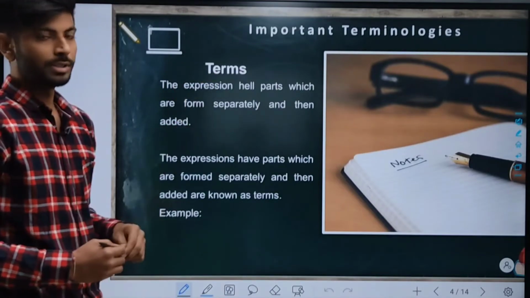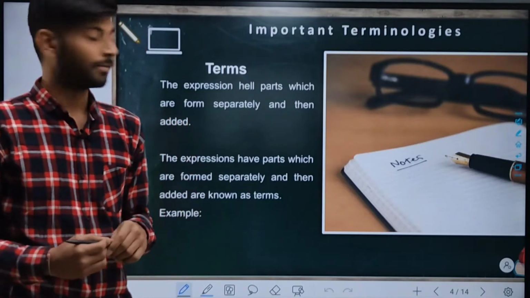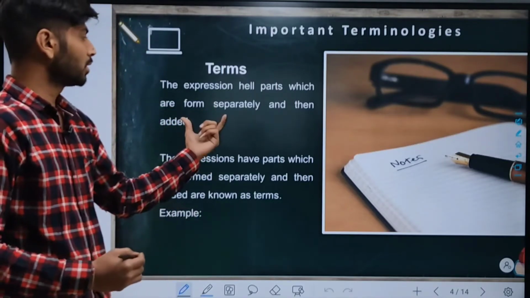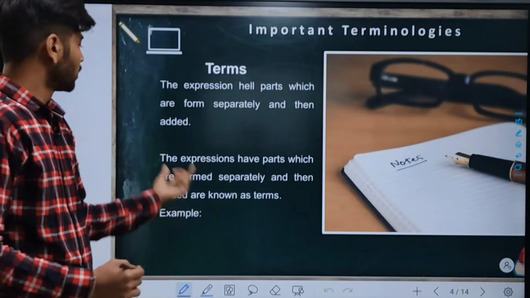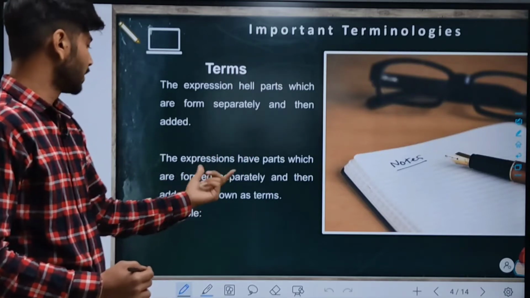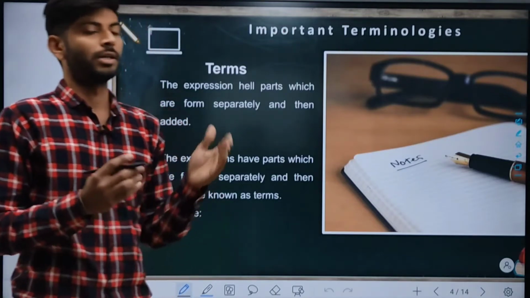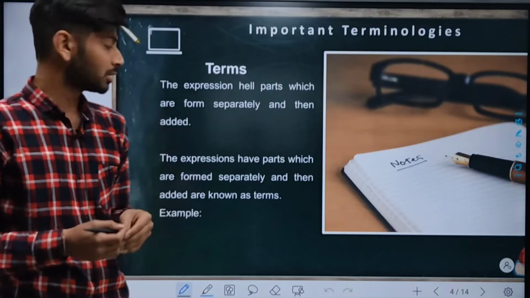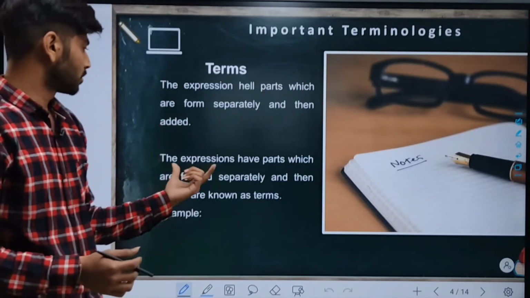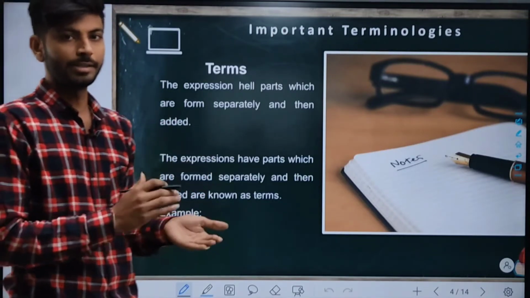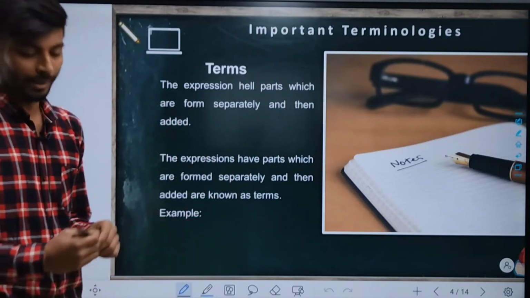The important terminologies, in which the term is a new word for 7th standard. Now what is the term? The expression has parts which are formed separately and then added, and these are known as terms. So you know what the expression is: it is a combination of variables and constants. Now in this expression you have some terms which are added separately, and those are termed as terms. Let's see by one example.